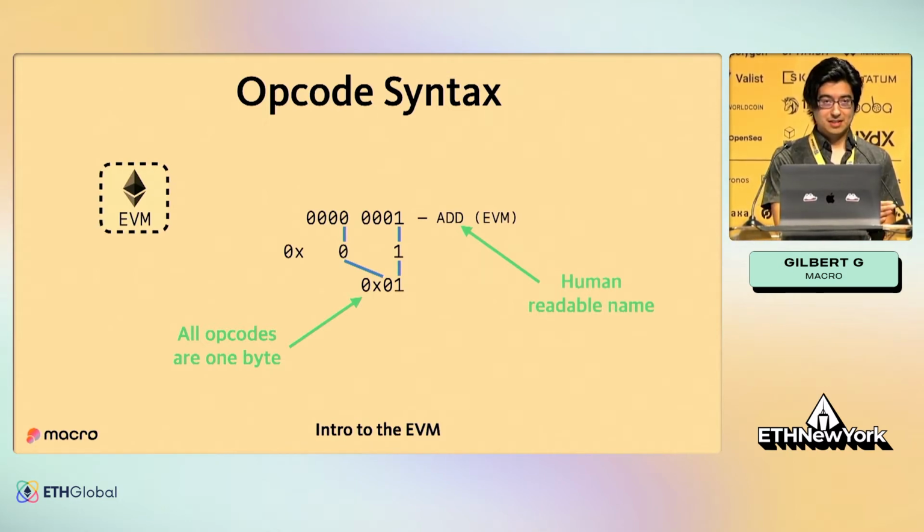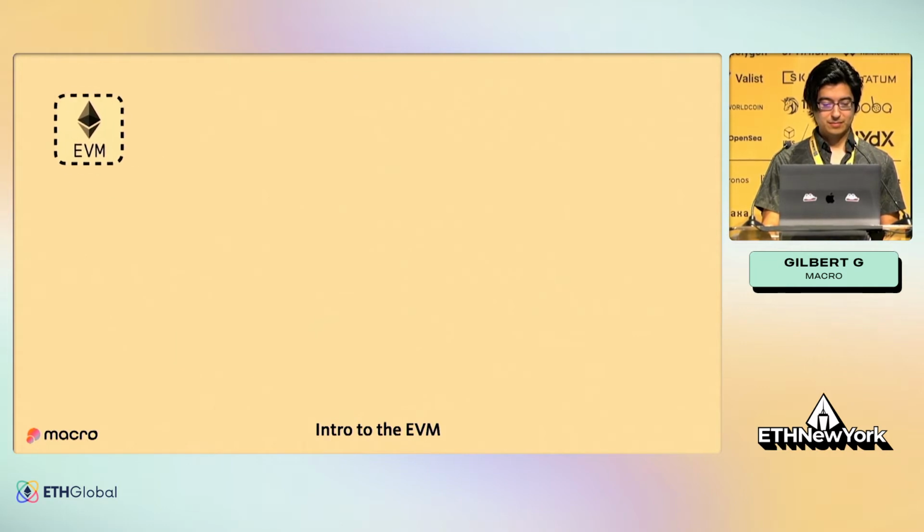Even though the opcode is written in hex, we also have the human readable name. So here we have add. We call this hex code add, and we can pretty much use them interchangeably whenever we're discussing opcodes. So that's the lowest point.